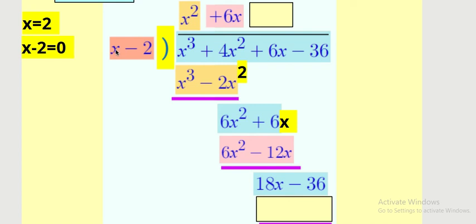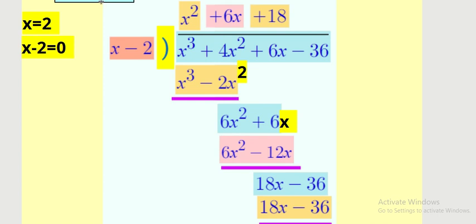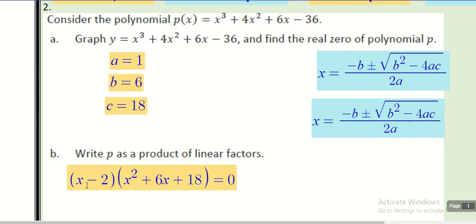So what do I multiply by x to get 18x? I would think it's 18. 18 times x is 18x. 18 times negative 2 is negative 36. So this times this gives us this. So now we found our second set of factors. So once we write this as a product of linear factors, we determine what A, B, and C are, and then we plug it into the quadratic formula.